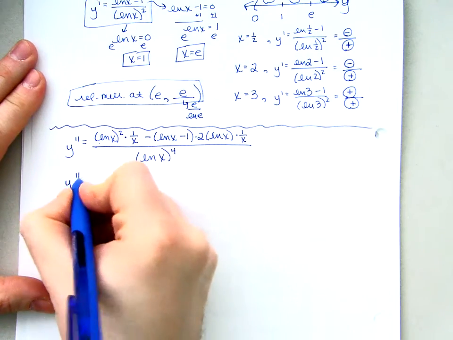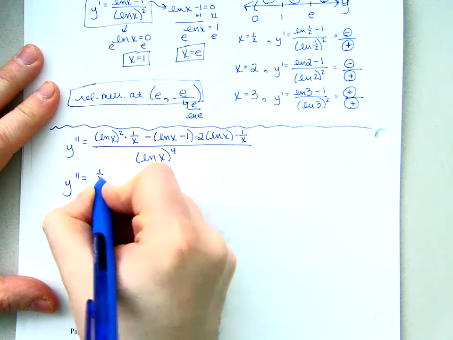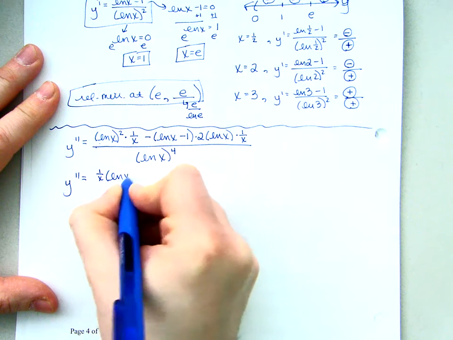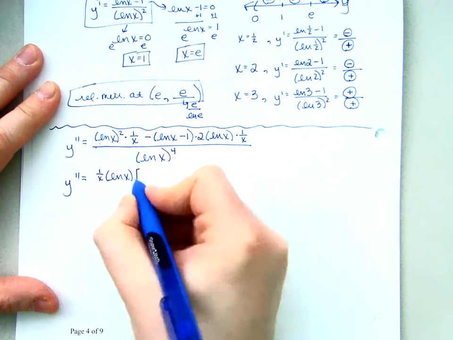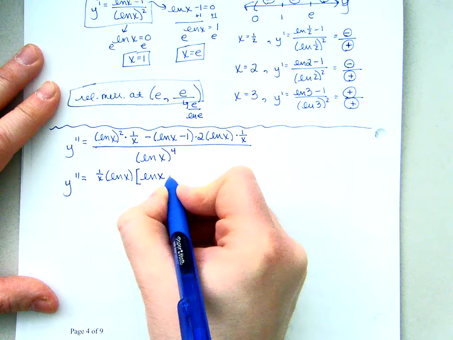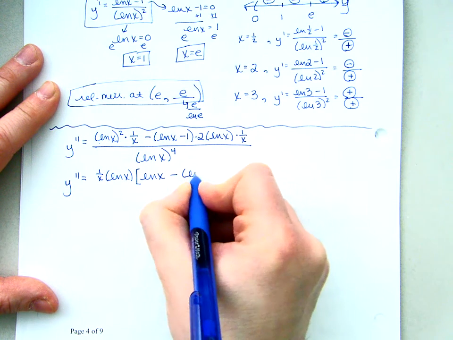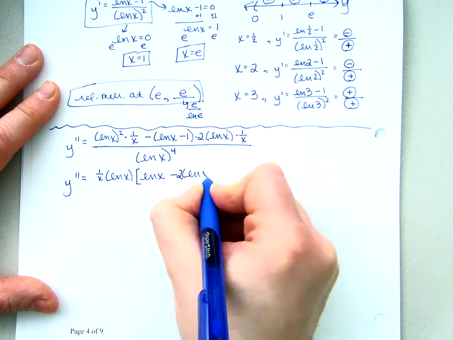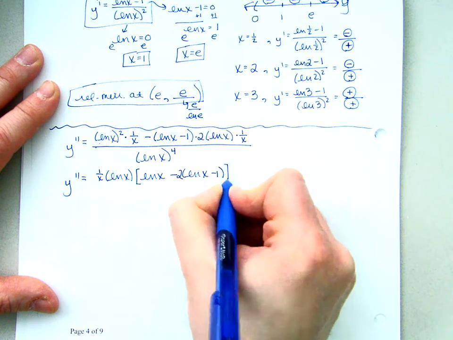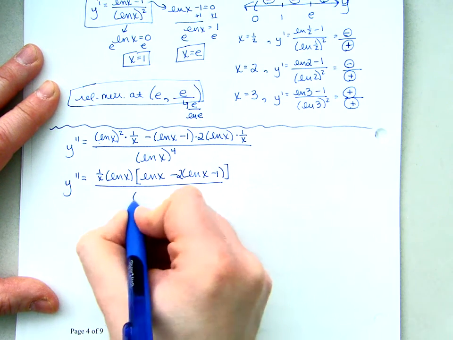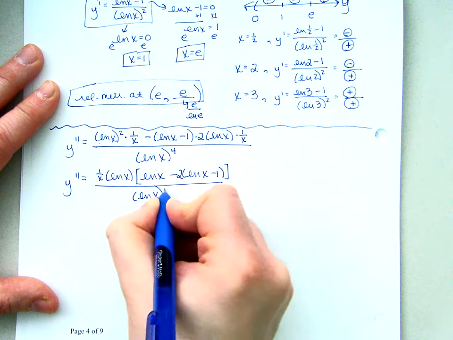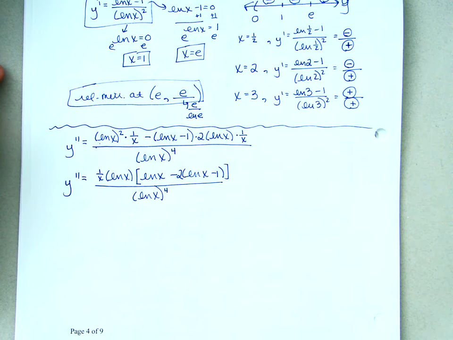Okay, so y double prime is going to equal 1 over x times the natural log of x. And I'm left with a natural log of x from the first part and 2 natural log of x minus 1 in parentheses from the second part, over the natural log of x to the fourth. But we still got a fraction. Okay, so what can you do? Multiply by it? Over x. Can't we just move the x to the denominator because it's part of the multiplication problem? What else could we do to simplify?